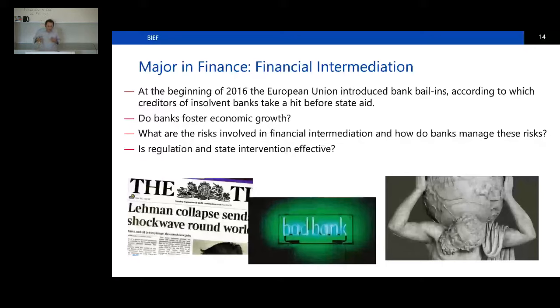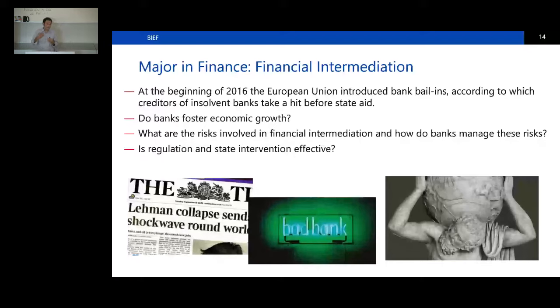At first sight, you might already be surprised that when a firm is insolvent, the government intervenes. This is not what happens in a standard bankruptcy procedure. So the question here is, why were banks so special before this new regulation? Which means, what do banks do in order to promote economic growth? Simply put, if they do nothing, then we don't need banks, and strictly speaking, we don't need to regulate banks at all. So after we understand the role of the banking system in promoting economic growth, we need to understand why banks are so special, which means, what are the risks embedded in financial intermediation? And how do banks manage these risks?